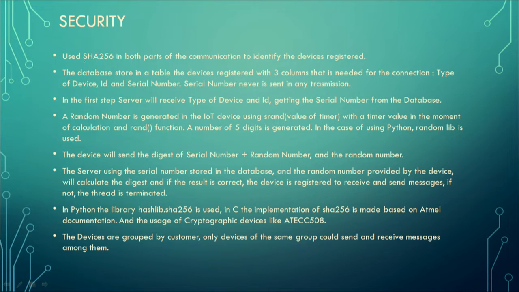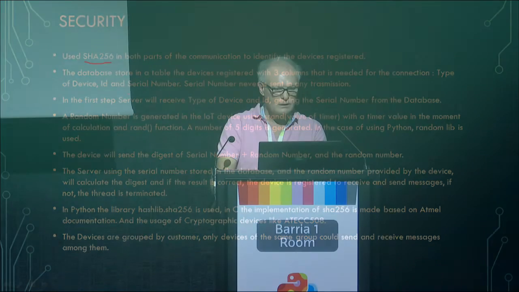Security is done using SHA-256. We are using hashlib SHA-256 in Python, and a C implementation for the MKR 1000, because it needs to be in C. We are using the Atmel documentation, and there is a SHA-256 there. And devices are grouped by customer, so only IoT devices from one customer can talk with those around.